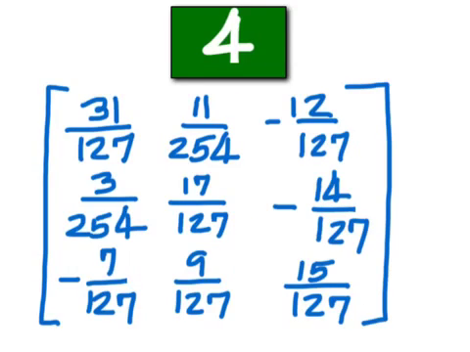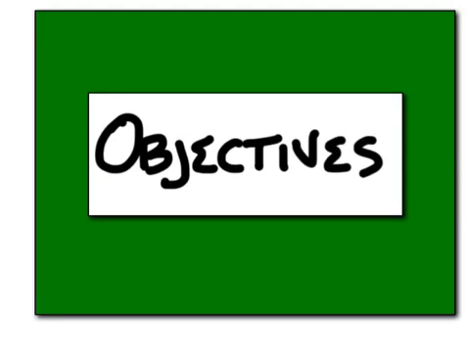And on number 4, you had some reductions in there. 31 over 121, 11 over 254, negative 12 over 127, 3 over 254, 17 over 127, negative 14 over 127, negative 7 over 127, 9 over 127, and 15 over 127.